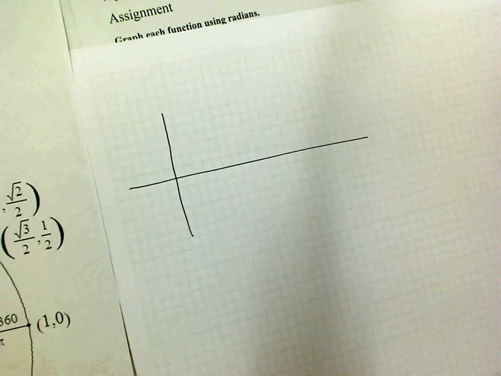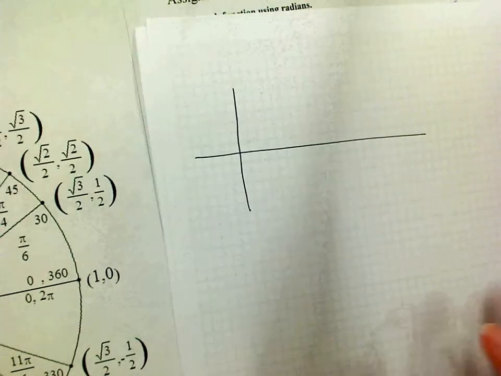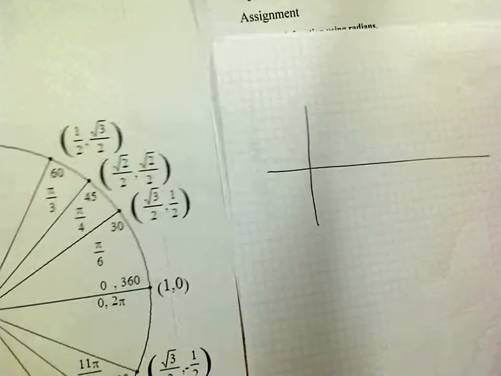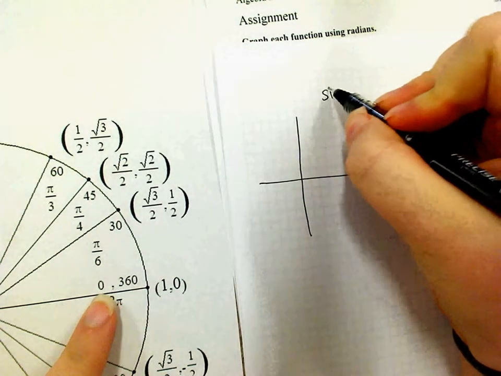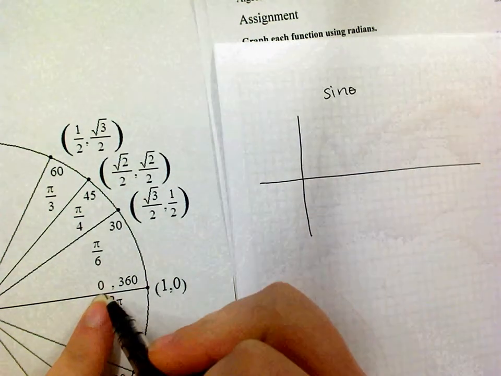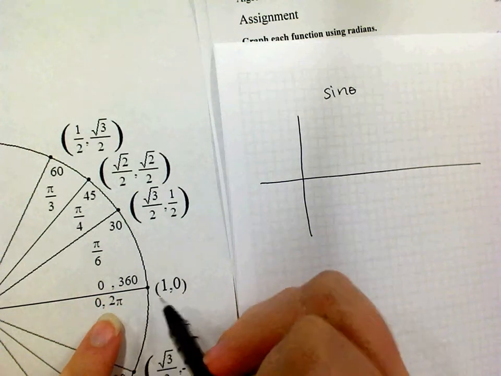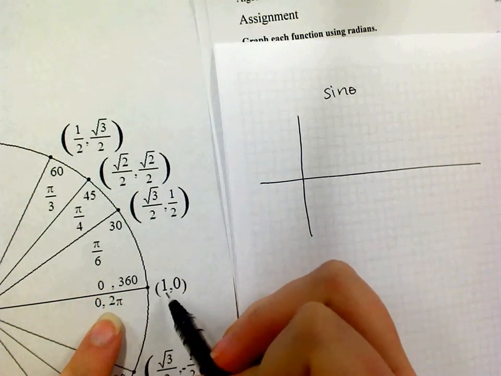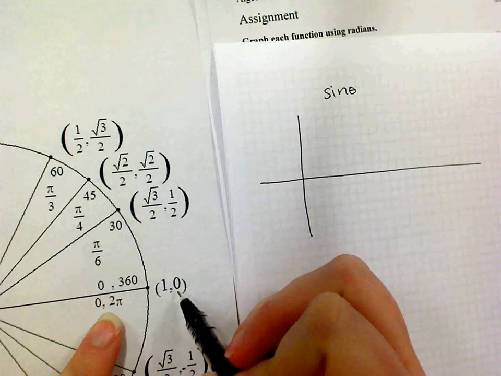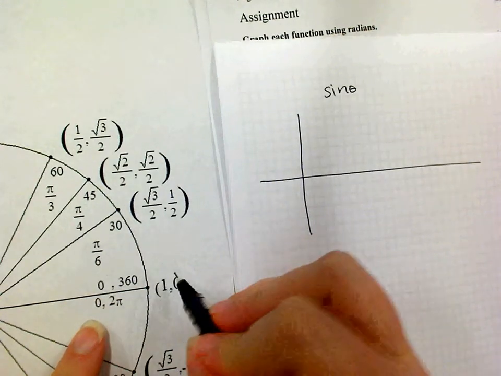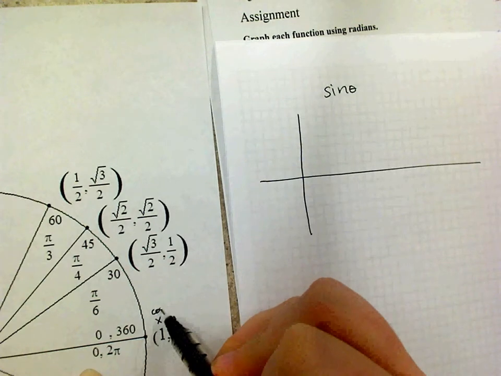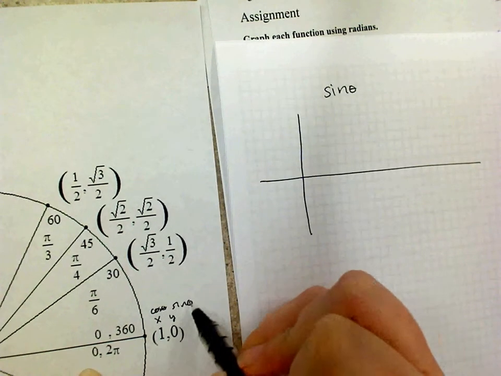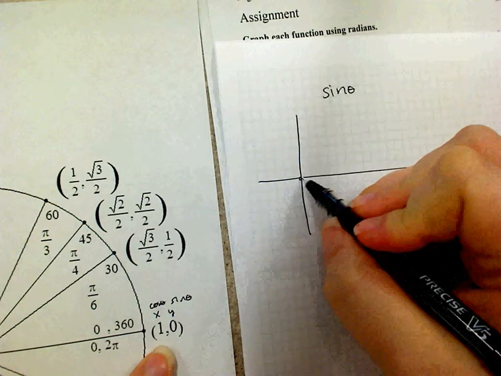So I'm going to start with the unit circle, and let's talk about sine first, so we'll do sine of theta. At 0 radians, sine is 0, right? Because remember, x and then y, cosine and sine. Okay, so sine is 0 at 0.